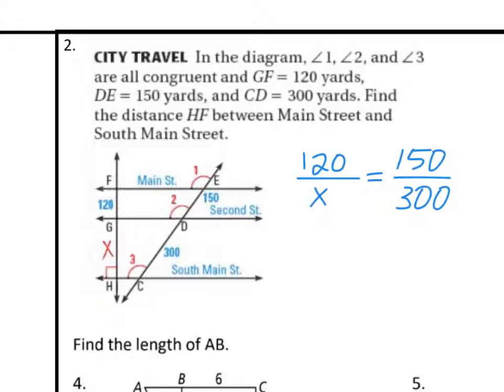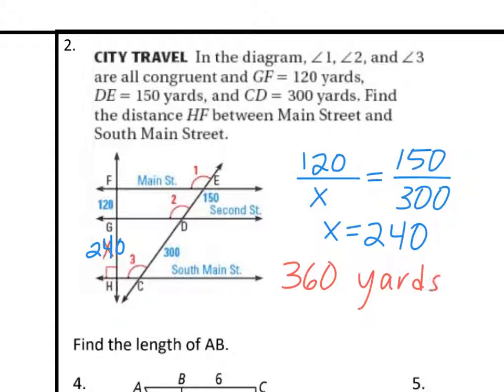Okay, I'm seeing 240 for x. That is this part right here. You are asked for Main Street to South Main Street. So add these two pieces together. In total, that would be 360. Yeah, 360. And our units is yards. Because we're talking about this entire part.